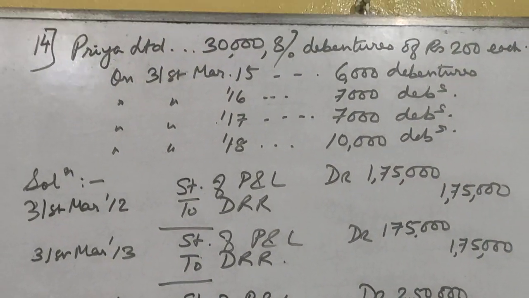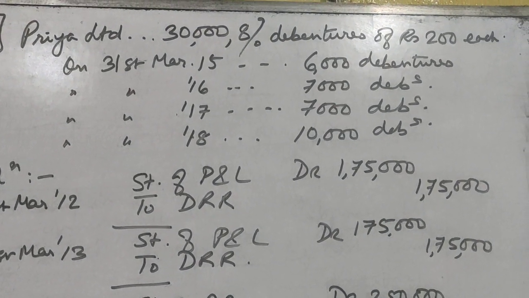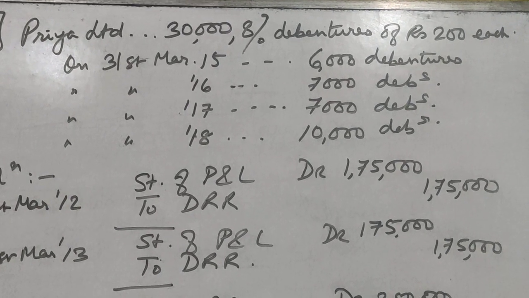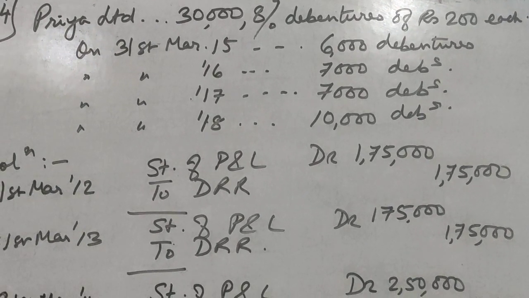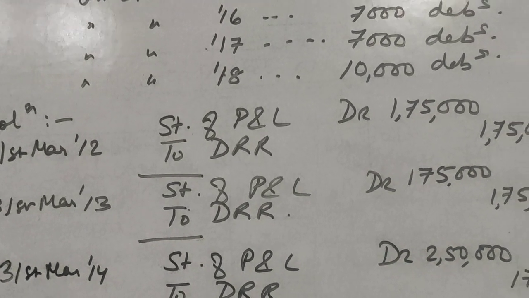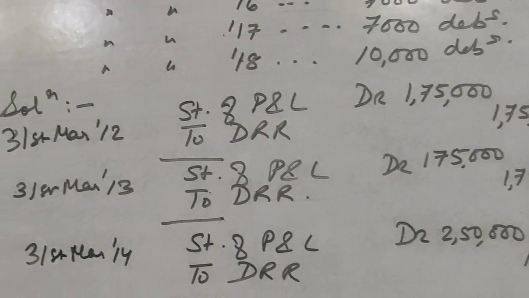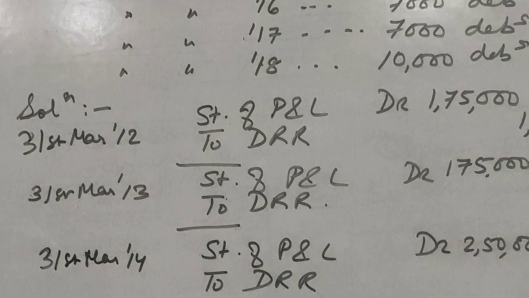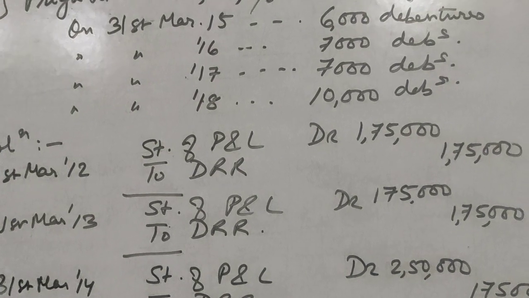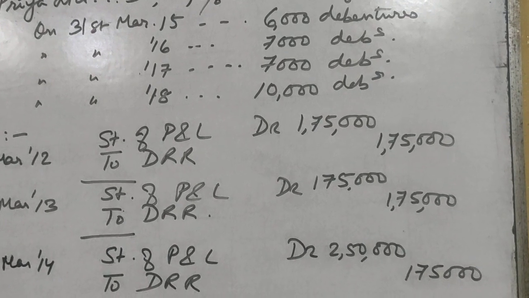From the concept that we have, first of all we have to make a debenture redemption reserve equal to the face value of the outstanding debentures. But it was given in the question that on 31st March 2012, they transferred 1,75,000 to debenture redemption reserve. So that entry will first pass on 31st March 2012, statement of profit and loss debit 1,75,000 to debenture redemption reserve 1,75,000.